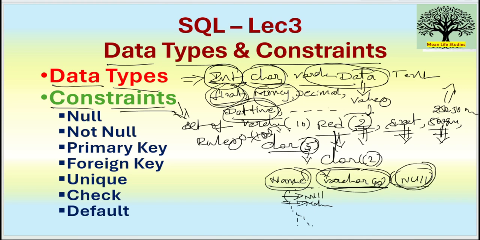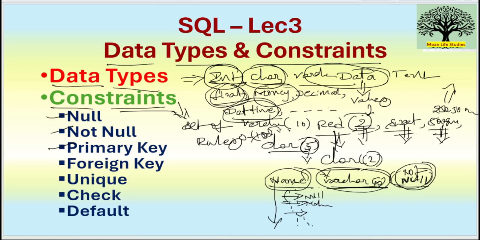If you allow null, it could be a not null value or it could be null. But if you mention it is not null, then all values should follow this: all values should not be null. Likewise, we have null, not null, and primary key.